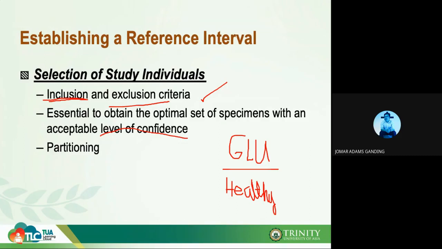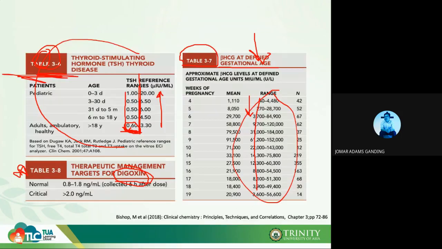What about partitioning? When we say partitioning, we are differentiating. Take for example, if you would want to further classify the reference range, you can have it by age. This is a way of partitioning it. In this particular part, you partition it according to the gestational age. So hopefully you were able to understand that very important part.